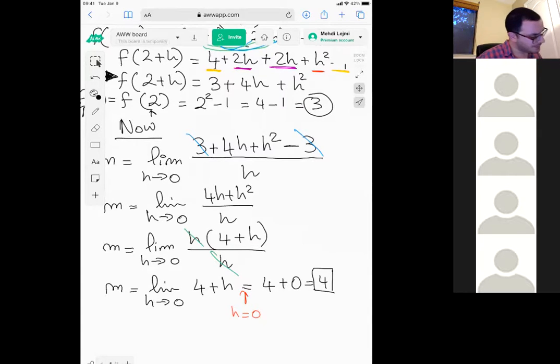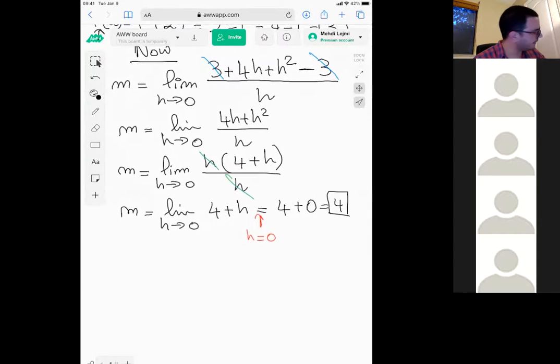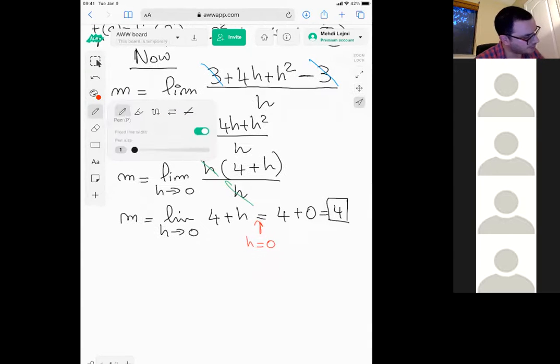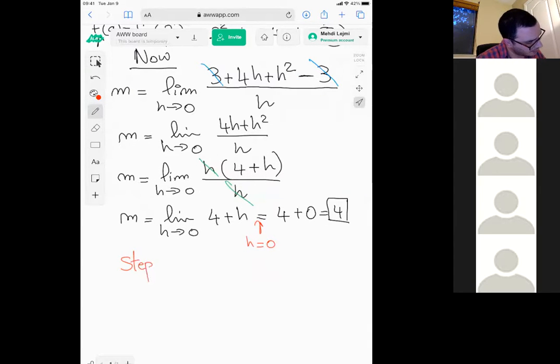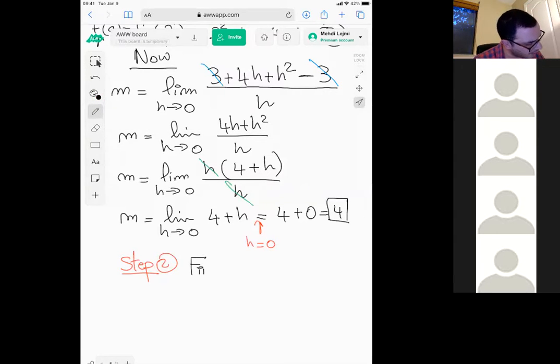Anyway, we got 4 as a slope, and so the next step would be to find the equation of the tangent line. I guess the first step is the hardest step, because step number 2 is just, so step number 2 is, we can now find the equation of the tangent line.